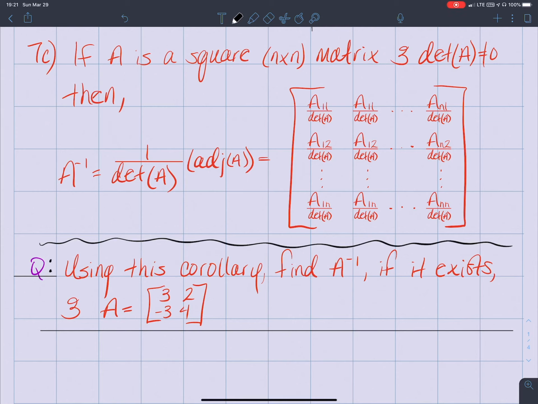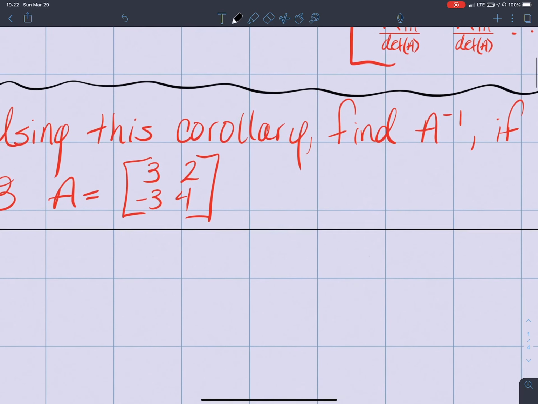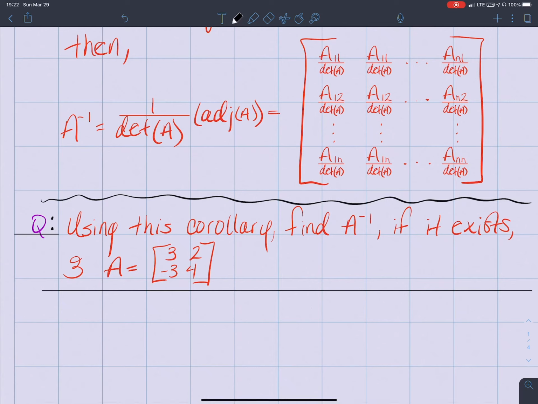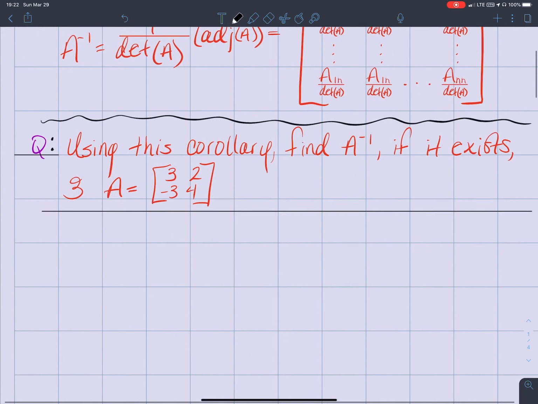Using this corollary, what we want to do is find the inverse of A, if it exists, such that A is this matrix right here. We're going to be using this definition above. To do this, we're just going to follow the instructions. We want to find the inverse of A, so first we need to find the determinant of A.